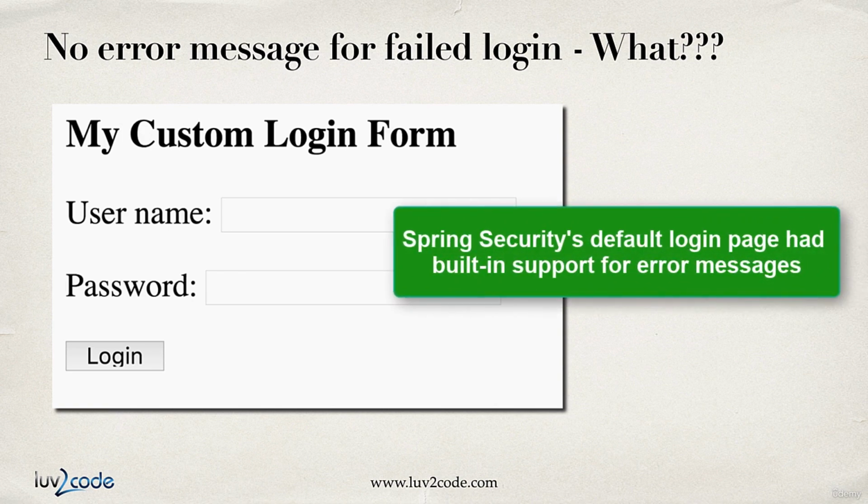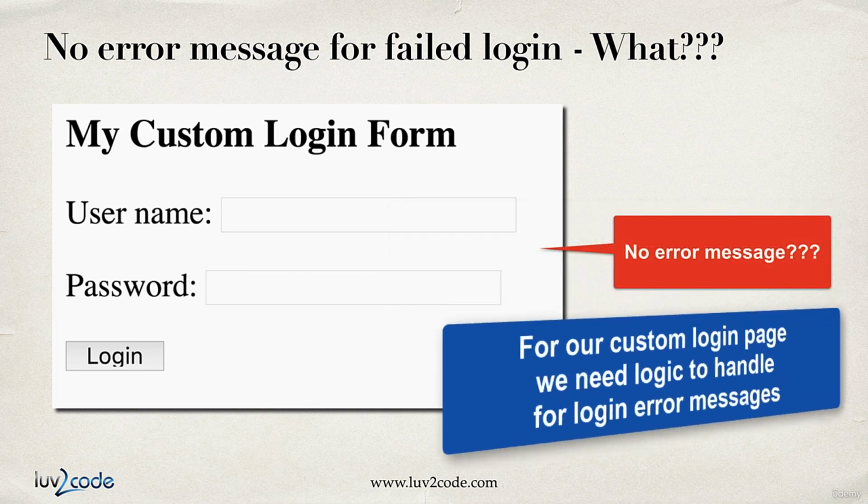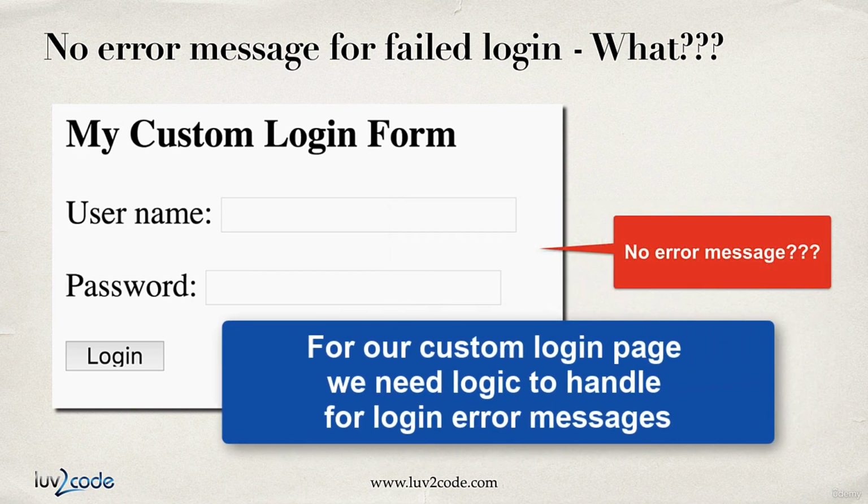Well, earlier in the course, we made use of Spring Security's default login form. The default login form has the username and password. It also has built-in support for displaying error messages. Now, since we're creating our own custom login form, we need to add additional code to handle failed logins.